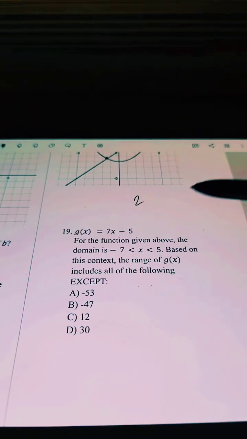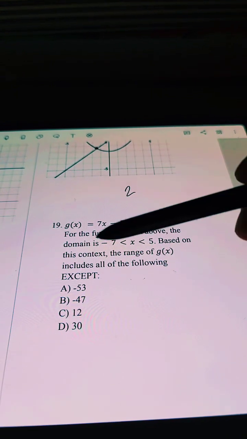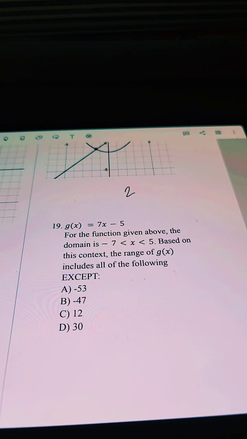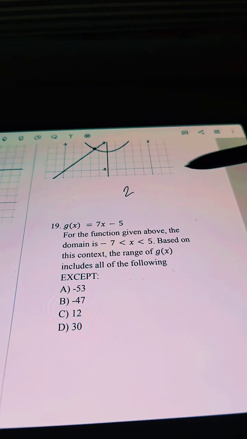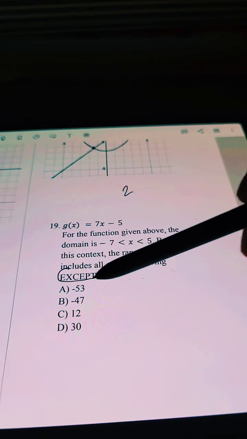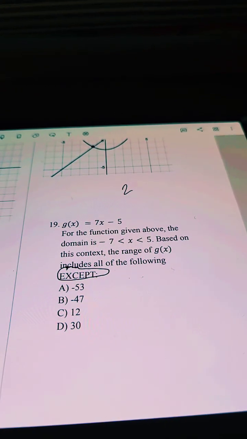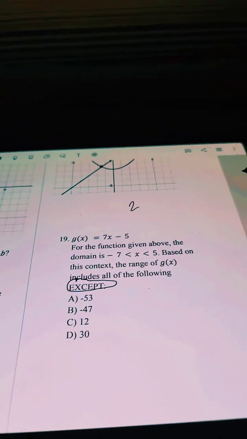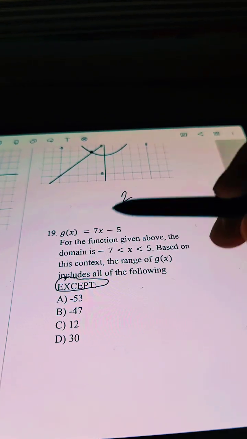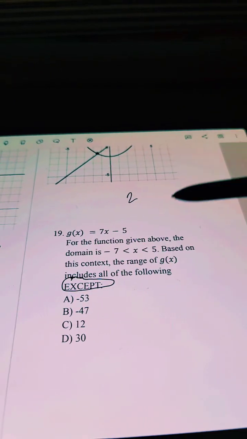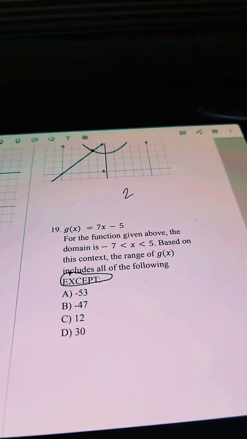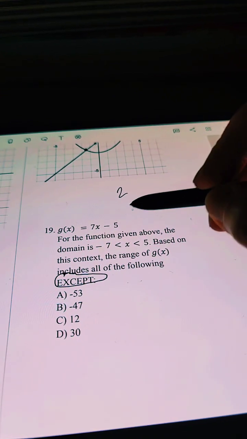So then let's try number 19 now. So for the function given above, the domain, meaning the possible x values, are this. Based on the context, the range of g of x, meaning the possible y values, include all of the following except. So remember, that's important, except, we're looking for what it can't be, basically. So let's start with what it can be. So x is going to be greater than -7 or less than 5.